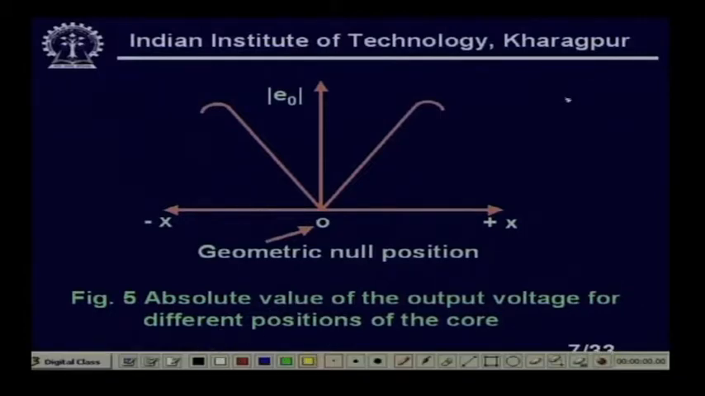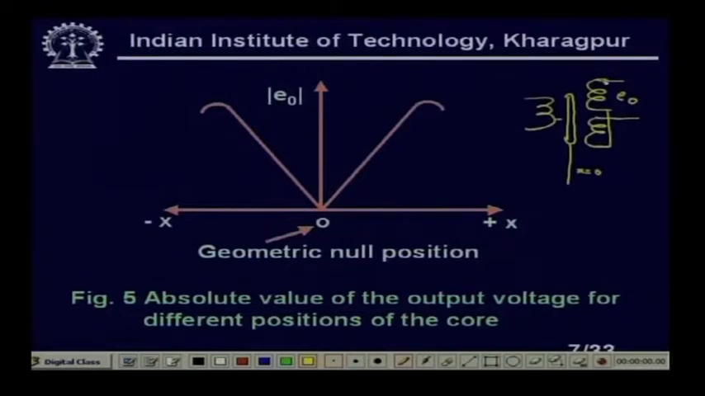Suppose I have a core here. This is my output voltage E naught. So this is the position x equal to, suppose, 0. If I put it up, to this position, I am taking it as positive displacement, and if I put it down I get a negative displacement. In that respect I am calling it plus x and minus x.